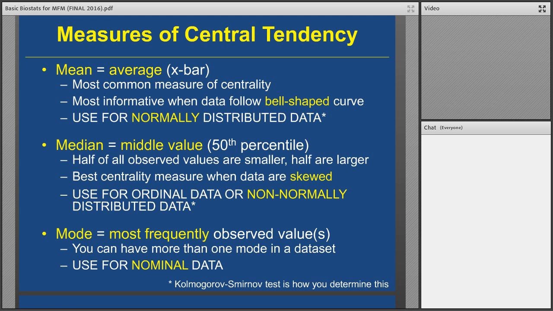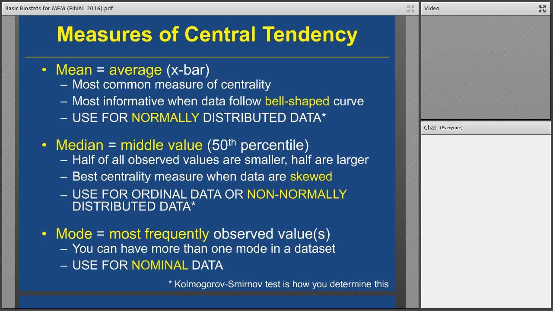So first we look at central tendency. Measures of central tendency are our mean or our average, our median, and our mode. And the mean is generally called the average. For instance, if you're using Excel on Microsoft, there's no function for mean. You have to use the term average, and that's your X bar. And that's the most common measure of centrality. And it's really informative when the data follow a bell-shaped curve or when it's normally distributed. In fact, it's only useful when we have normally distributed data.